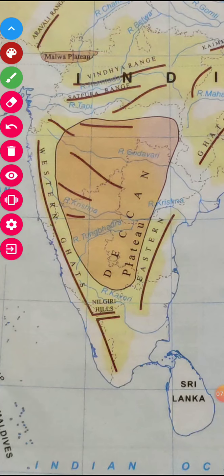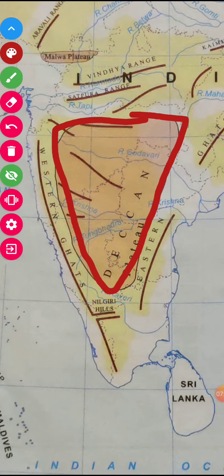And in between the Satpura range, the Western Ghat, the Eastern Ghat, you will find a triangulated body. This is called the Deccan Plateau. The Southern Plateau, which is popularly known as Deccan Plateau. This is also the part of syllabus.